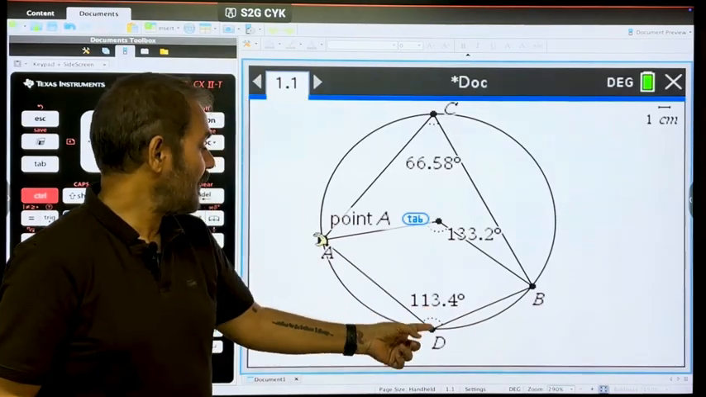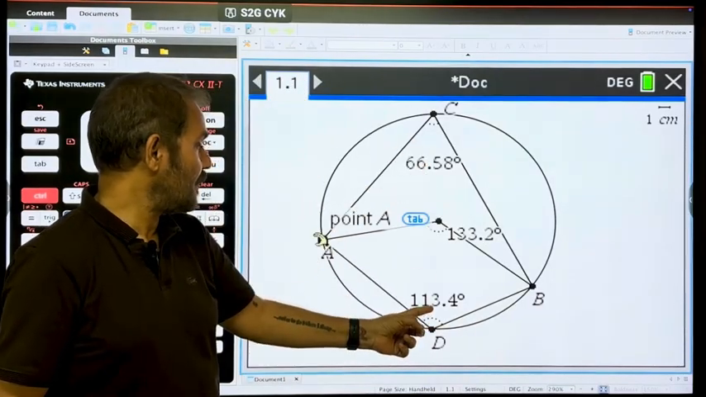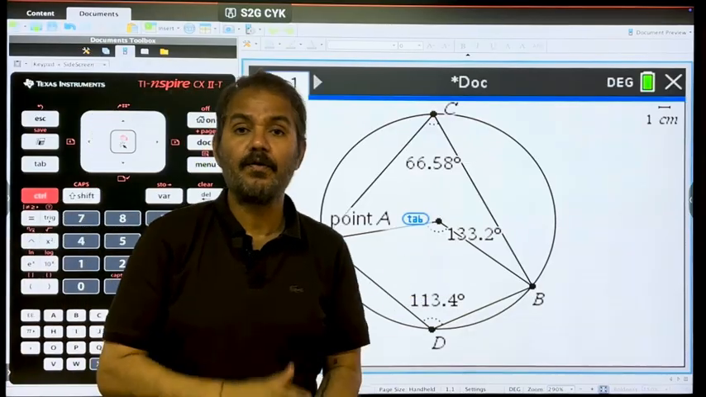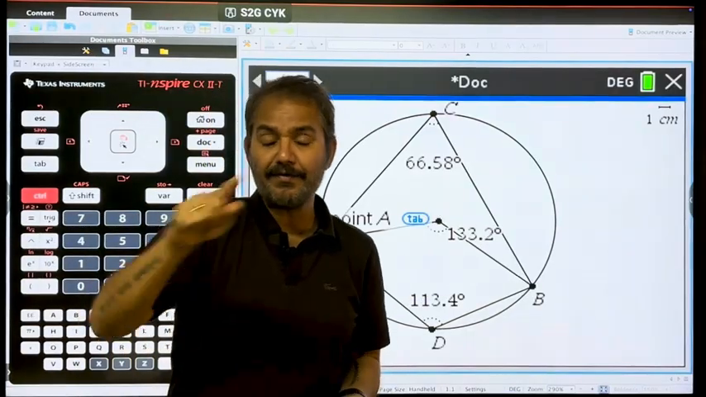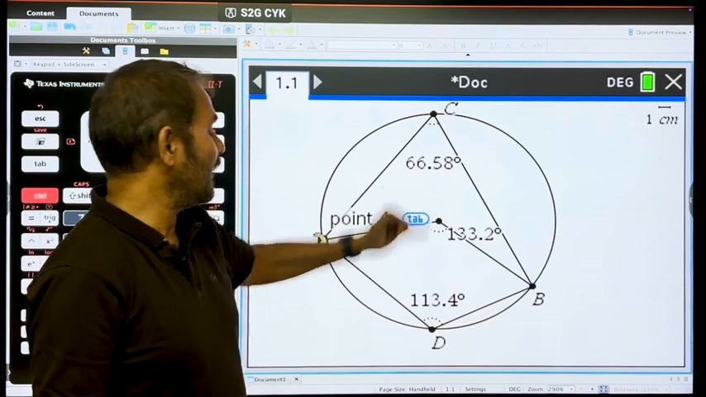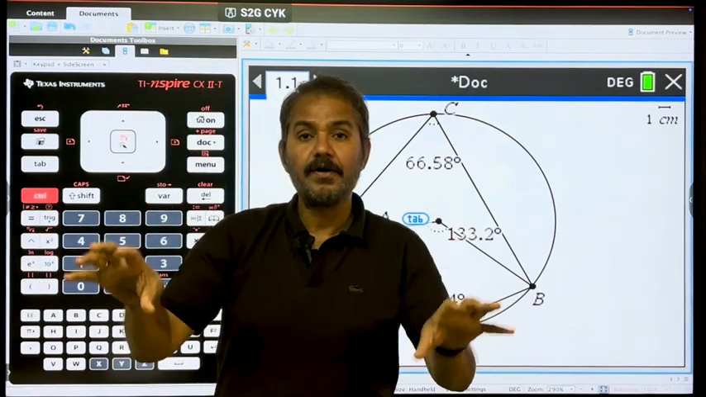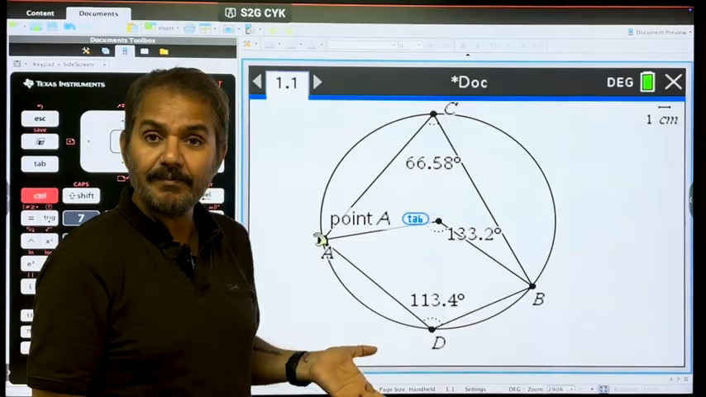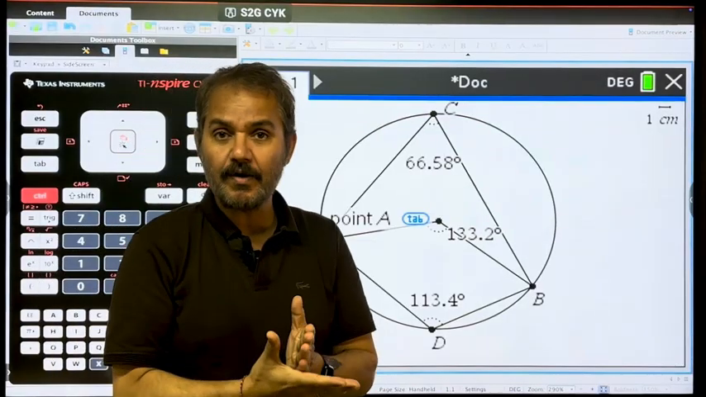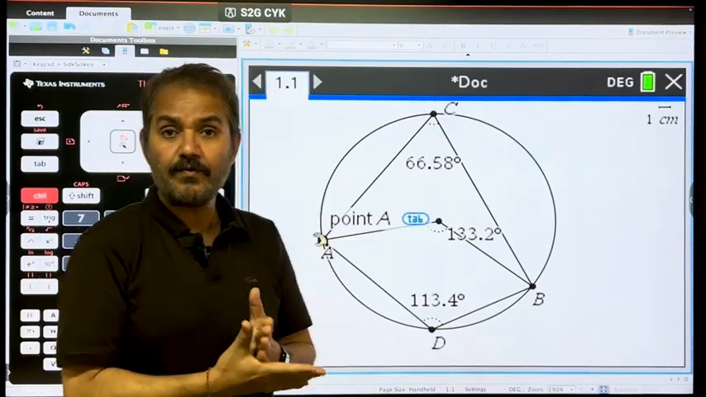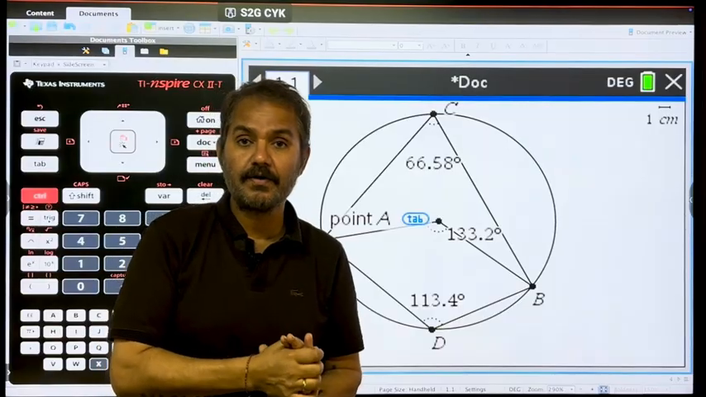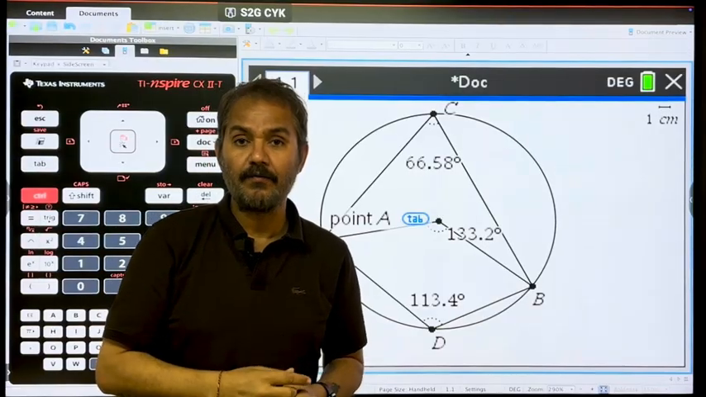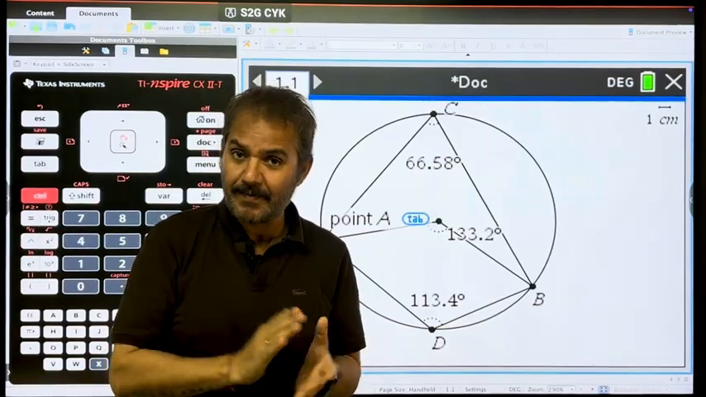So sum of C and D is 180, and sum of A and B will also be 180, because total is 360. So if sum of 2 angles is 180, sum of other 2 will also be 180. So this is your next theorem, that in a cyclic quadrilateral whose all 4 vertices lie on the circumference of a circle, opposite angles are always supplementary, right?